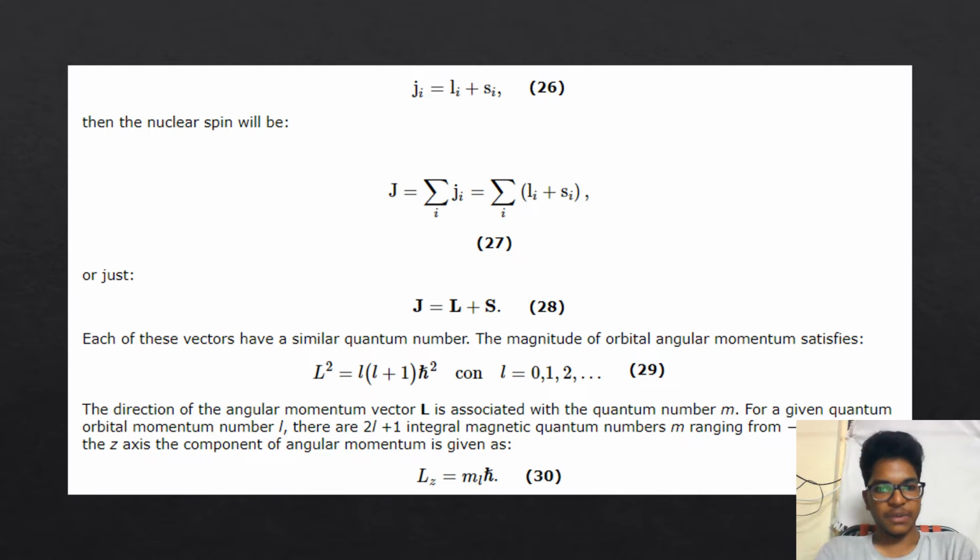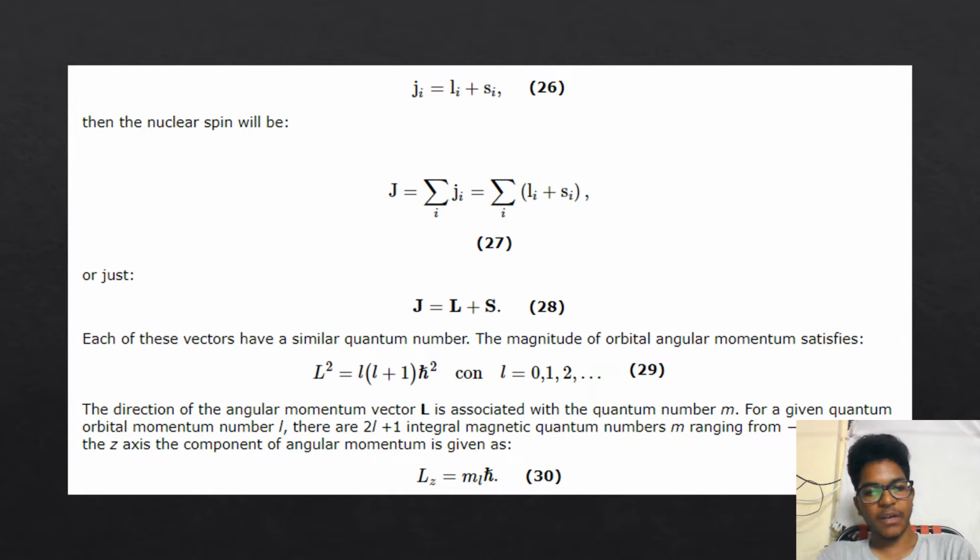Then the nuclear spin will be J equal to the sum of J_i, which is the sum of L_i plus S_i, or just J equal to L plus S. Each of these vectors has a similar quantum number. The magnitude of the orbital angular momentum satisfies L squared equal to l(l+1) h-bar squared, where l is equal to 0, 1, 2 and so on.